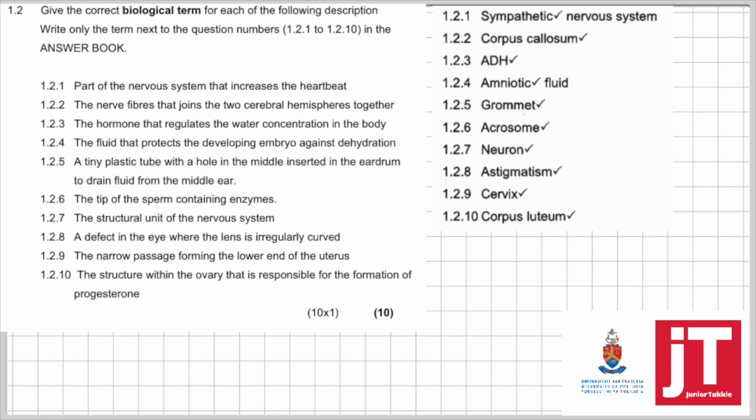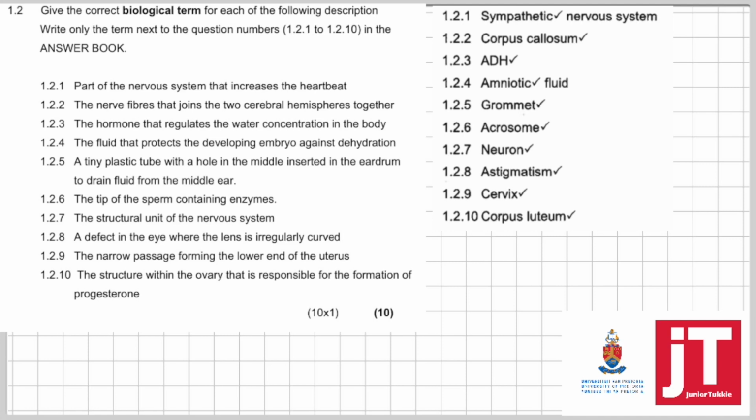Now, your key words are increases heartbeat. This is something you must know. Of course, it's the sympathetic nervous system that increases the heartbeat. You should already know parasympathetic will decrease the heartbeat. Write this down so you don't forget it.